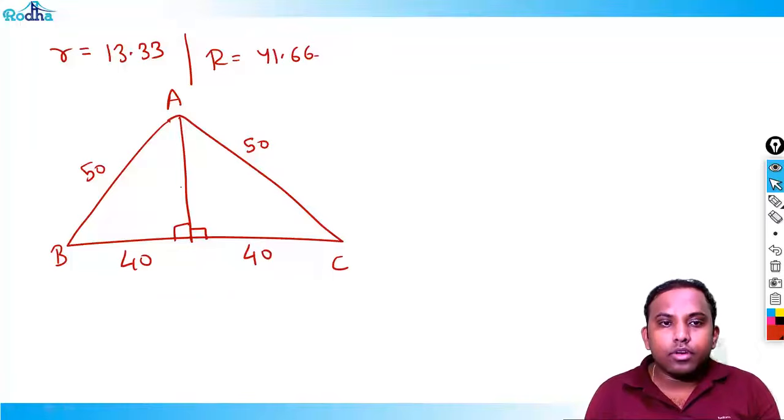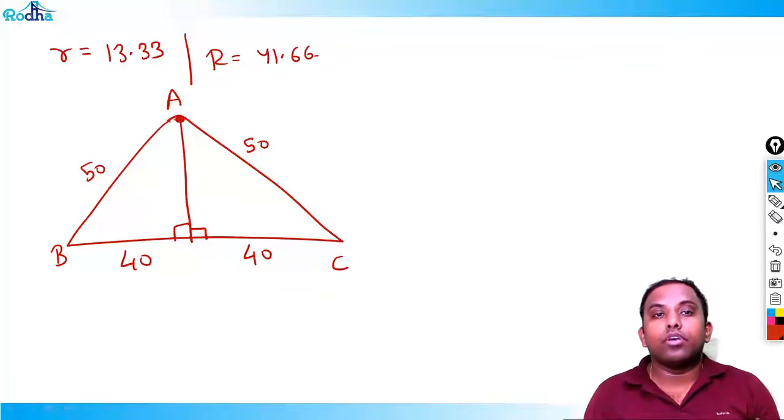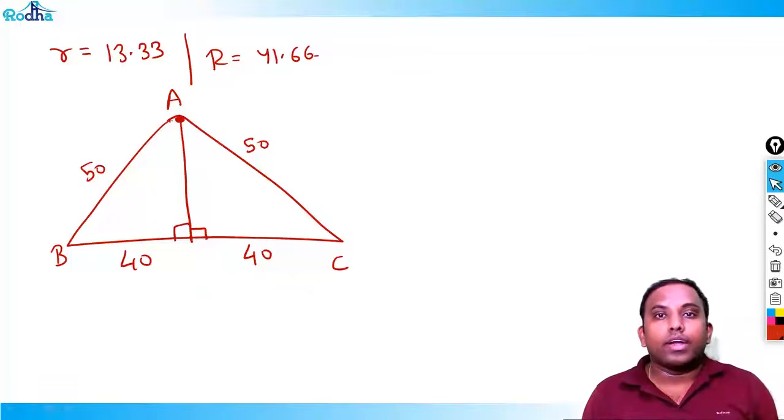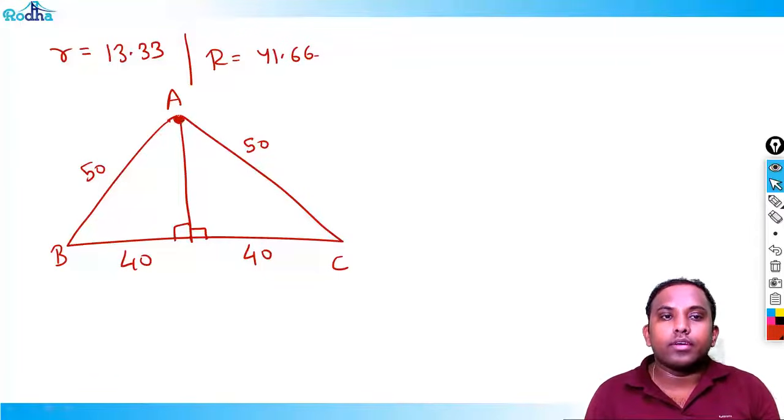Circumradius is basically the distance of the circumcenter from the vertex. Suppose this is a vertex A. From here it is at a distance of 41.66. Since this is 30, obviously it will go beyond it. They name this as AD. It will go beyond AD, so 30 plus 11.66.